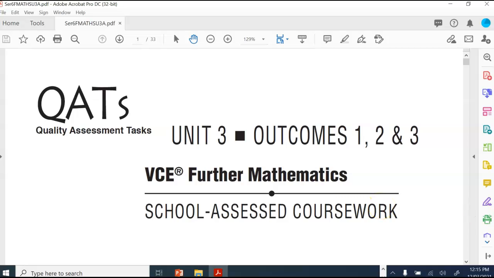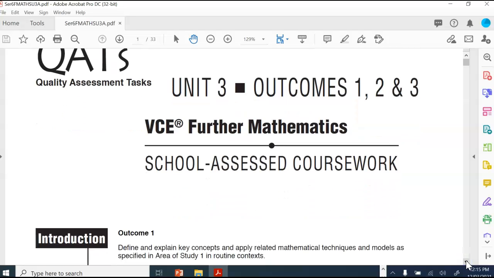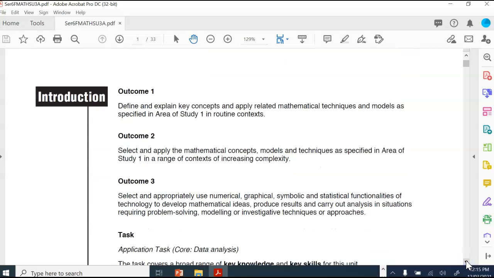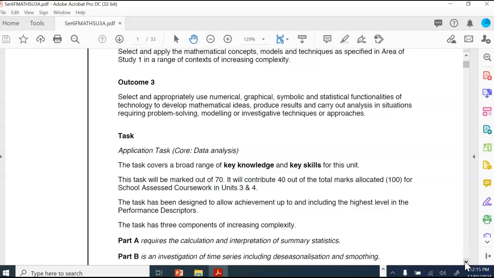So this is the practice SAC. We, as a team, came to a conclusion that this is the practice SAC that we are going to give to you. And do not expect a similar SAC. This is just for you to understand the style of the question, the language that we might use, those things. But do not expect a similar SAC.